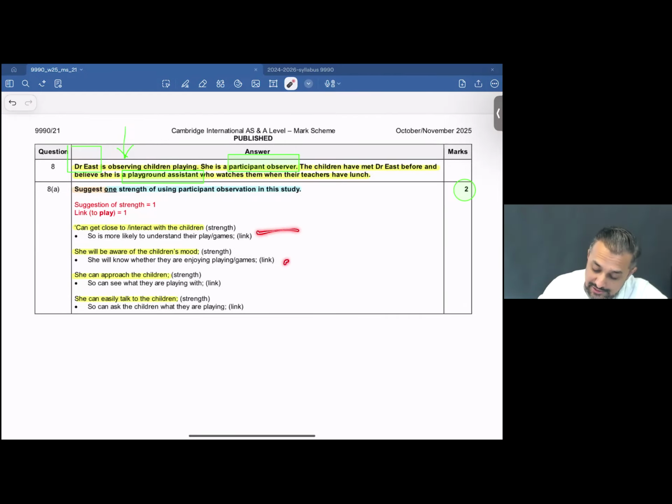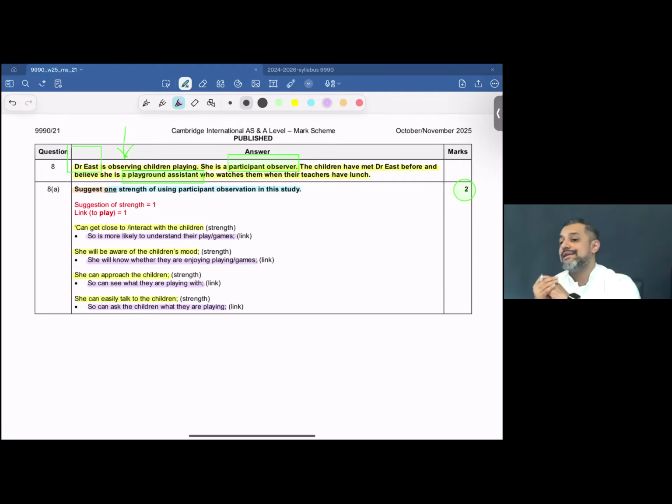Now, let's link it to the rubric or the initial information that we received at the beginning. So she is more likely to understand the play or the game well. So she will know whether they're enjoying playing games or not. So she can see what they're playing with. So she can ask the children what they are playing. Now, what I've highlighted over here in purple is linking it, or providing more detail about this particular case, the research that Dr. East is trying to conduct through observing the children.